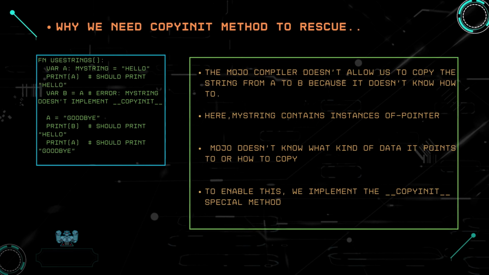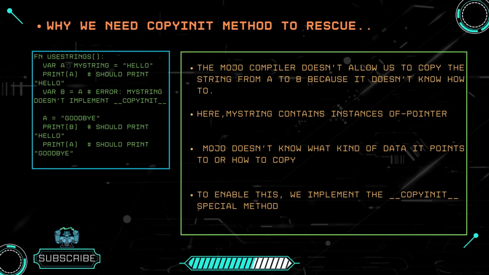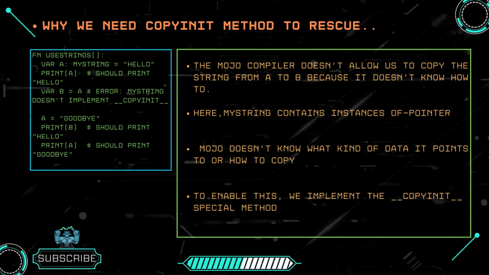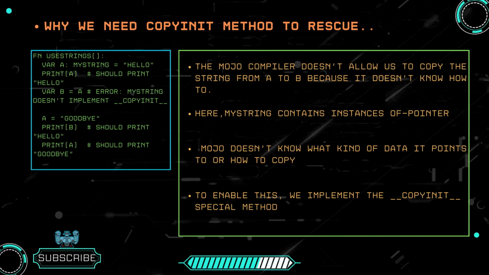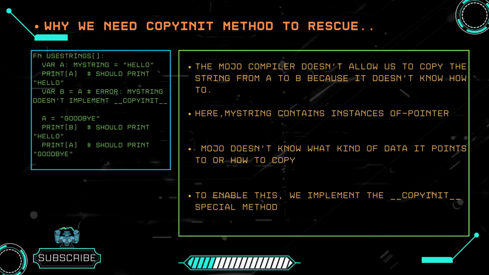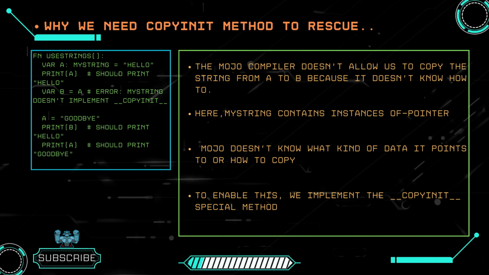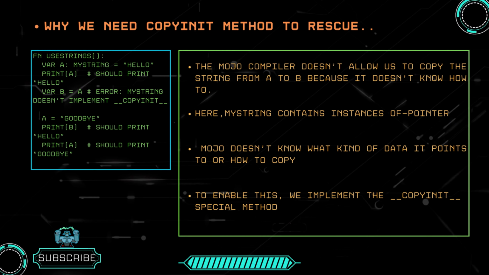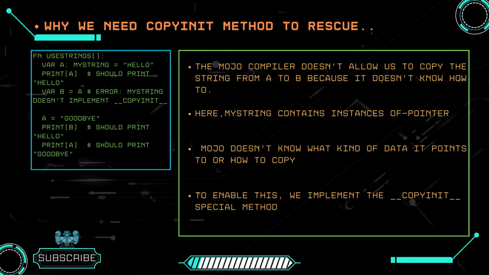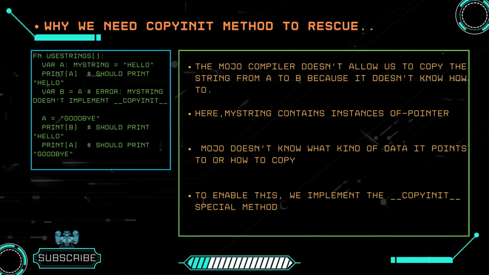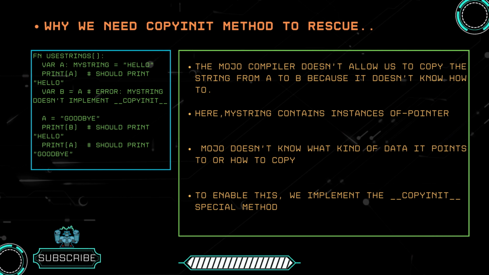Why we need the __copyinit__ method to the rescue. Take a look at the example. Now we will try to understand the logic. The Mojo compiler doesn't allow us to copy the string from a to b because it doesn't know how to. Here, MyString contains instances of pointer. Mojo doesn't know what kind of data it points to or how to copy it. To enable this, we implement the __copyinit__ special method.